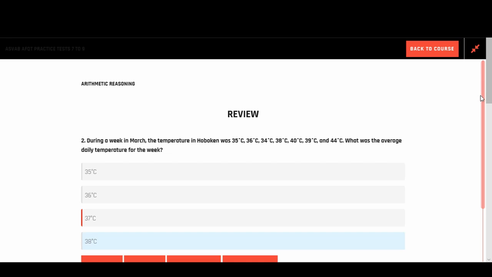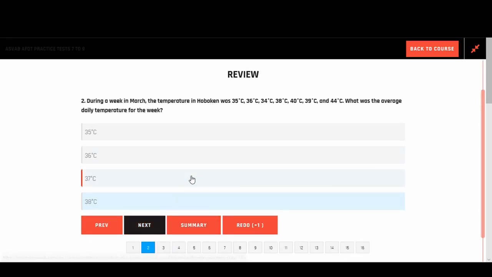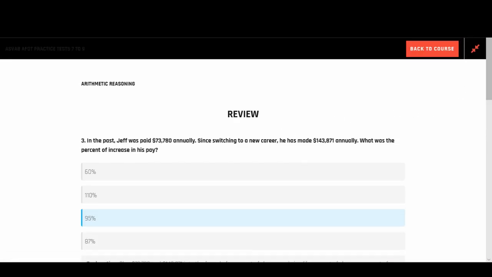Let's go ahead and move on to number 3. All right, number 3 says, in the past, Jeff was paid $73,780 annually. Since switching to a new career, he has made $143,871 annually. What was the percent of increase in his salary?